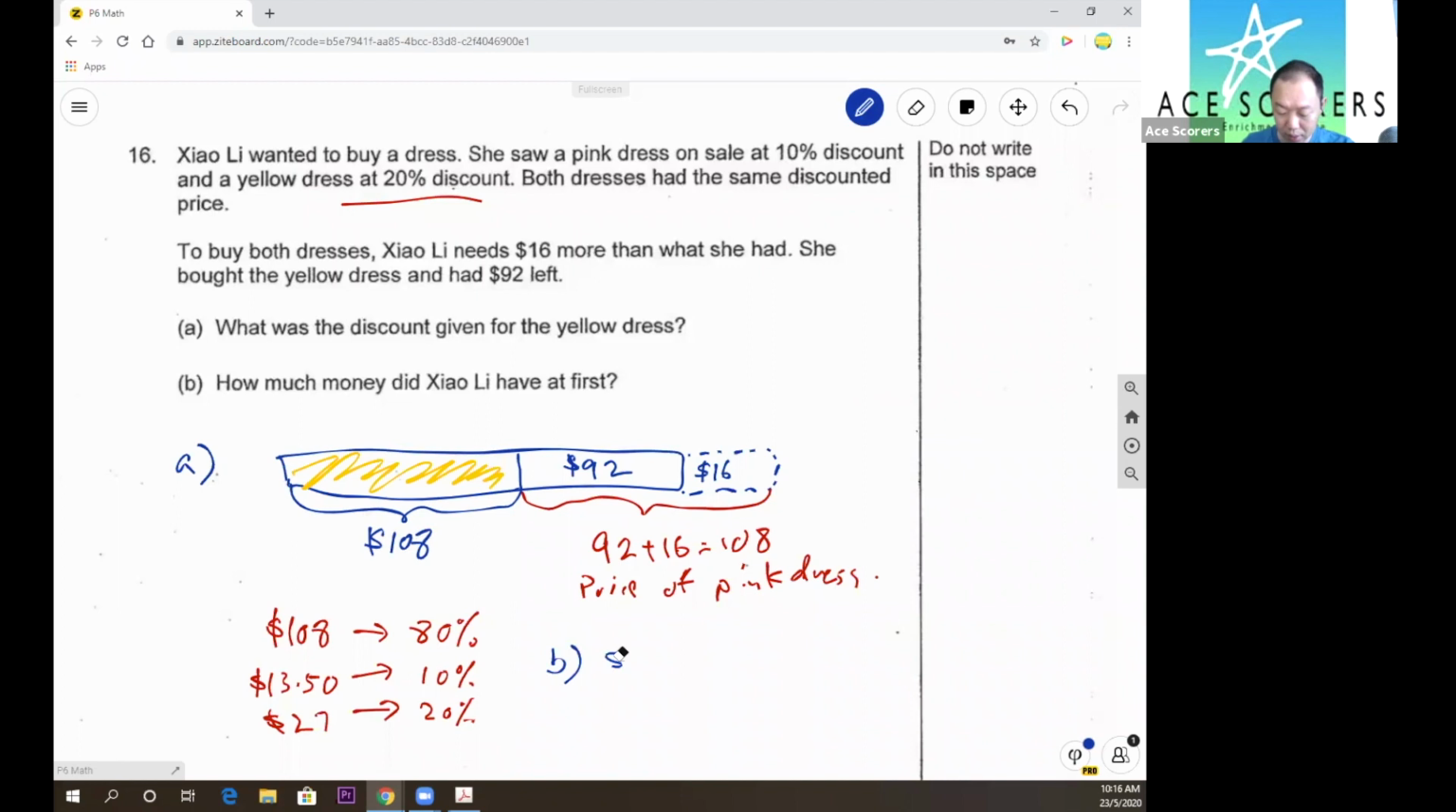We take 108 plus 92. It's $200. Okay? So the B is just $200. Honestly, this is not too bad. It's just drawing a diagram to see how it works.